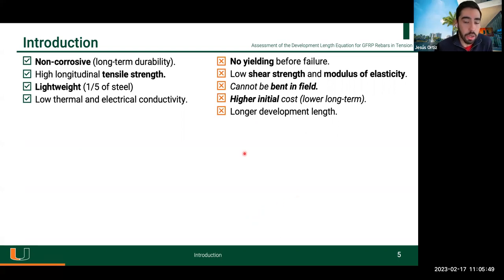Also, it has higher initial costs. That's also not always true, because it depends on the market. The initial cost of GFRP has changed significantly over the past 2 years. Also, the fluctuation of the metal market worldwide has increased the cost of steel rebar. So it depends on the market, but it has a lower long-term cost because of the good durability, so you need less maintenance. Also, it has longer development length compared to steel rebars. This can be an issue related to detailing and constructability.